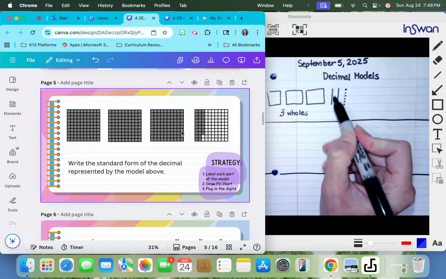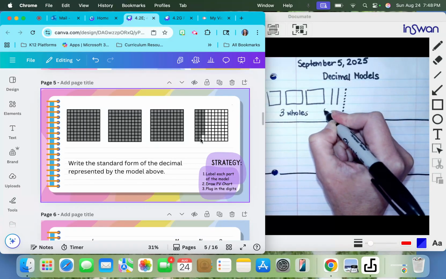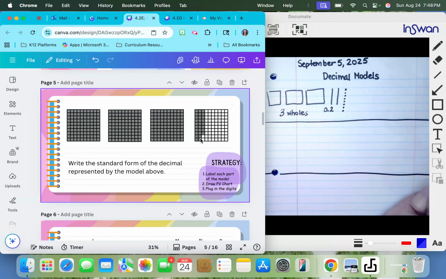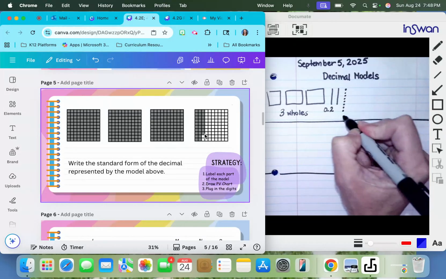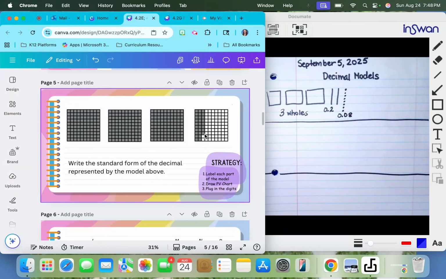And then how many tenths did we have? Well, we had 10 and 10. So we had 2 tenths. So I'm going to mark that. 2 tenths. And then how many little hundredths did we have left over? We had 8. So I'm going to label that. So now I've labeled each part of this model. And so now I need to know, what number does this make? So I'm going to use my place value chart to help me with that.